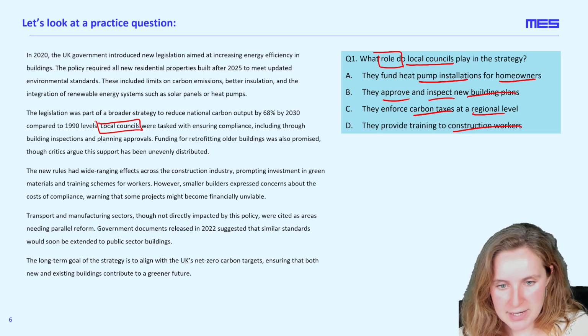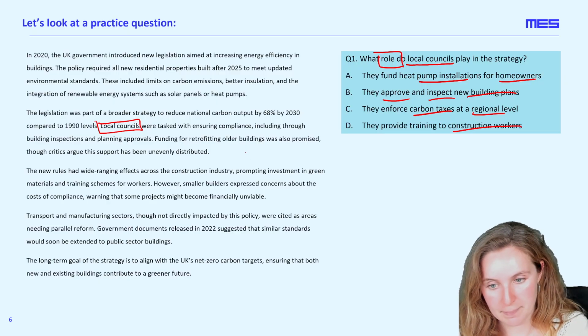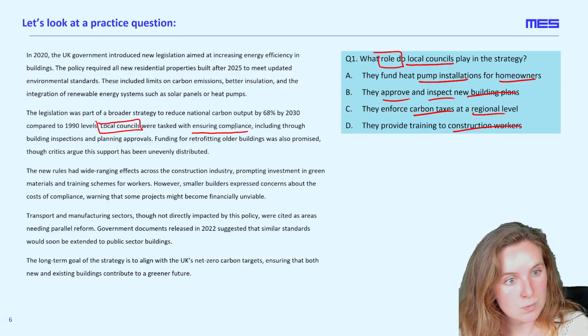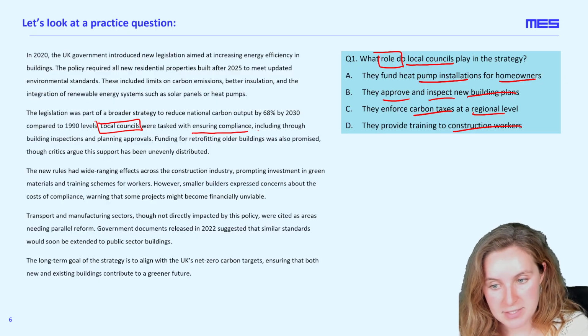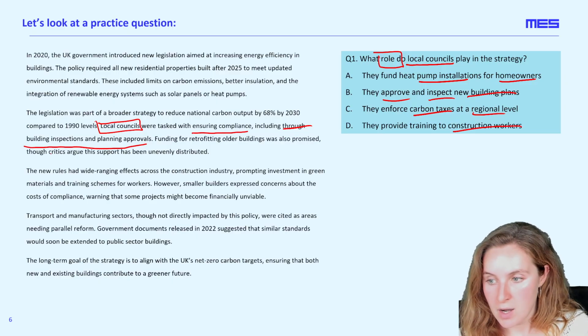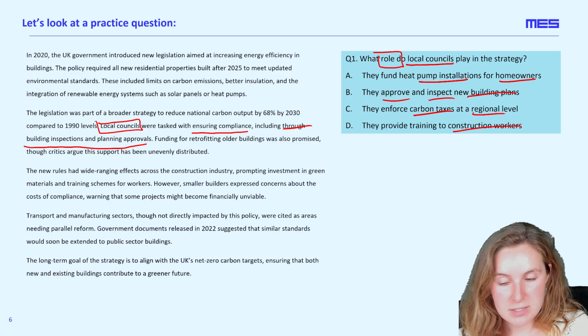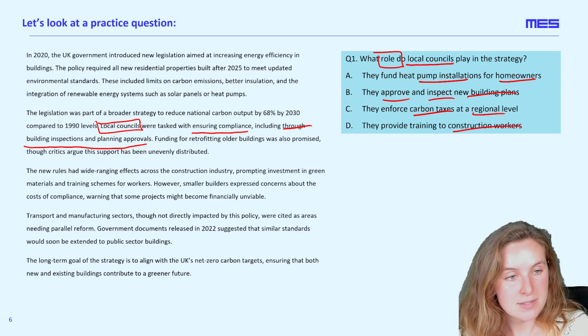So, legislation, part of a broader strategy to reduce national carbon output by 68% by 2030. Local councils were tasked with ensuring compliance. So this seems like this is what their responsibility was. And then the details of this through building inspections and planning approvals. Okay, this looks like Option B, right? They approve and inspect new building plans. That is what the local councils do based on this legislation.